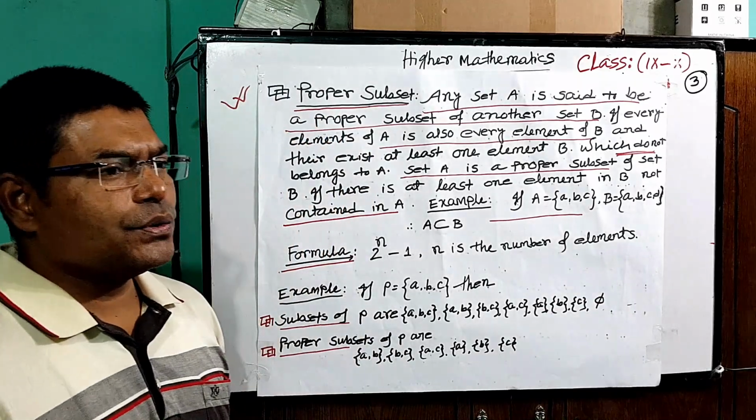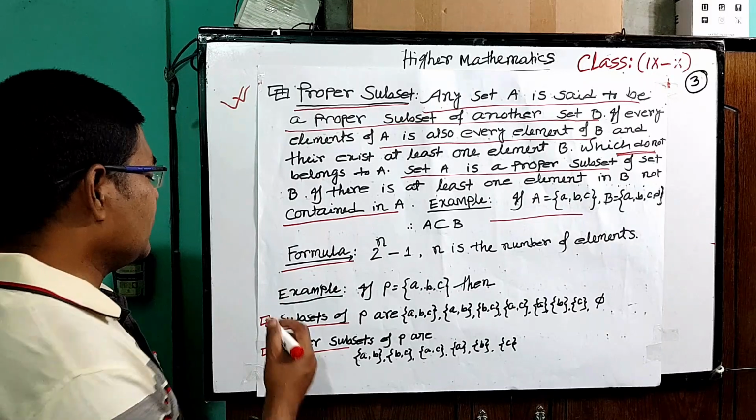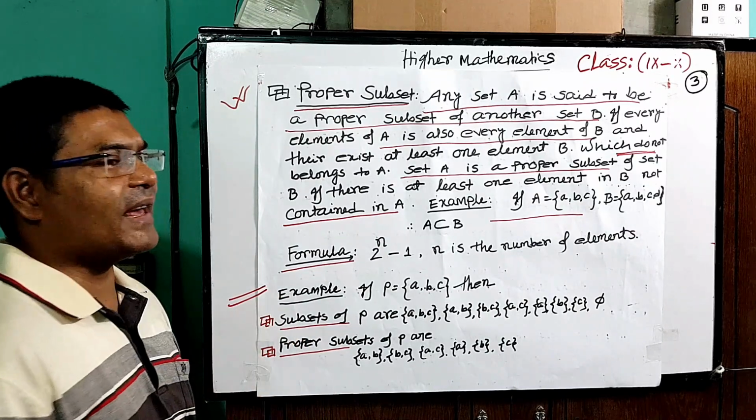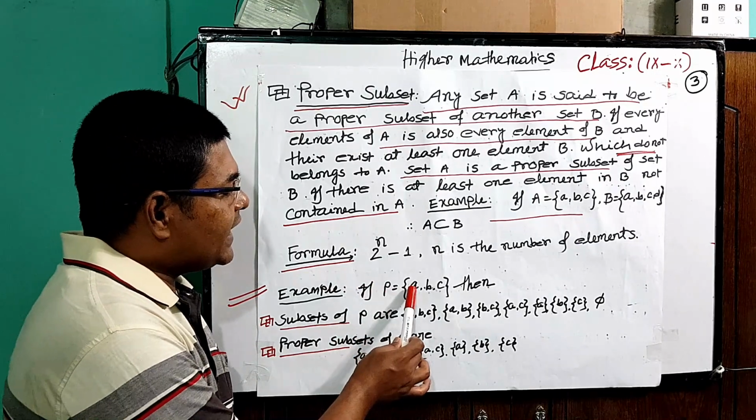Now we'll do maths for the proper subset. So here, I have written an example. Please follow. If P equal {A, B, C}.